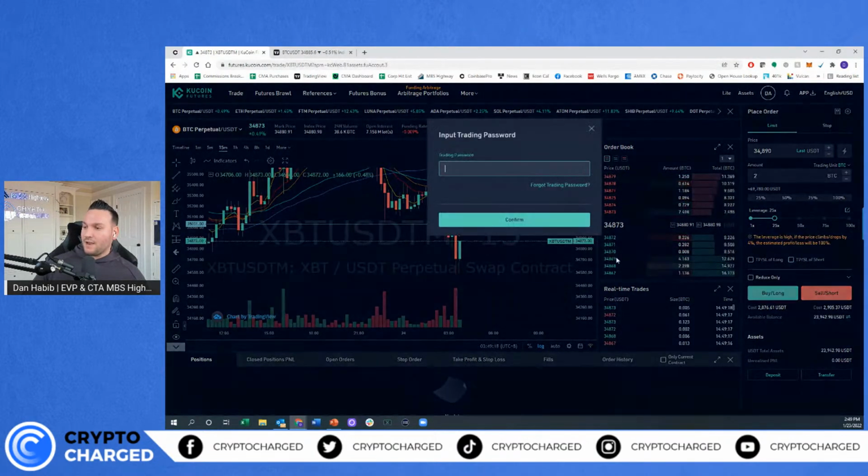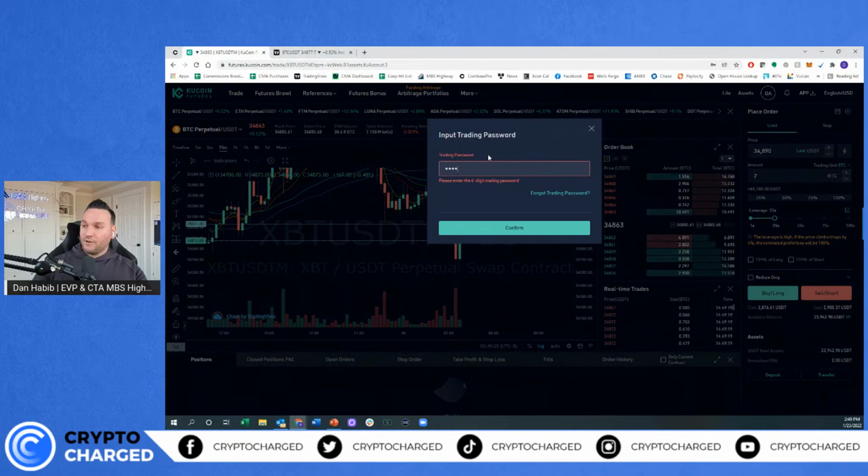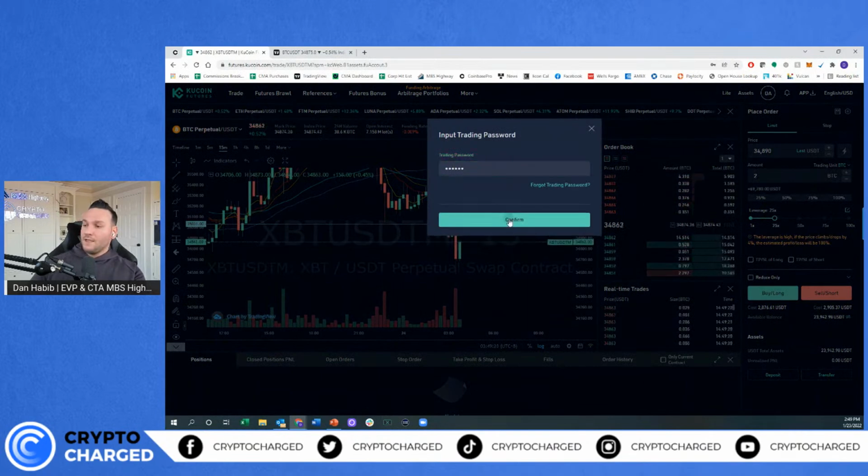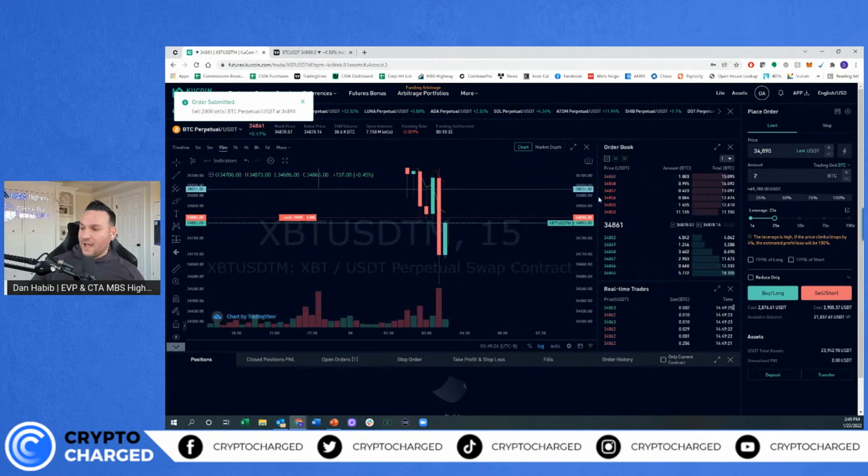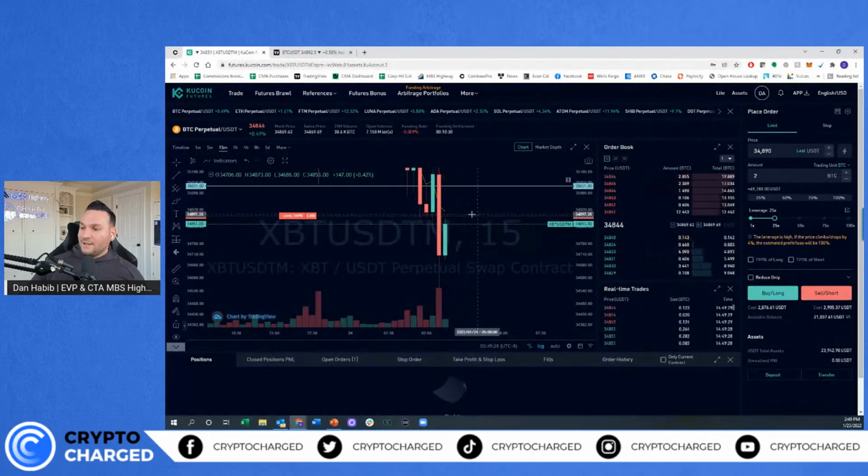But for this, let's just go ahead and enter sell short. It's going to ask you for your TradingView password. You hit confirm. And now take a look. If you zoom in on this chart, what do we see happening here? You could see this red dotted line here now. This is my sell order.